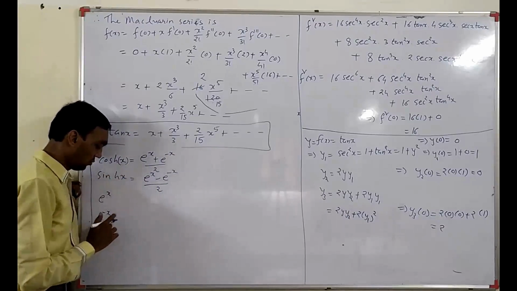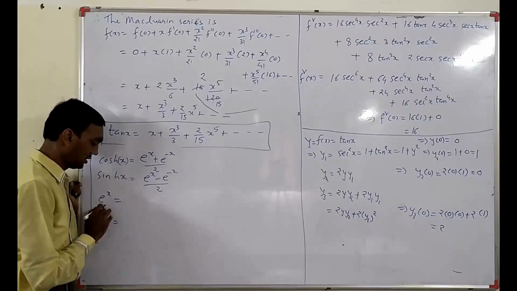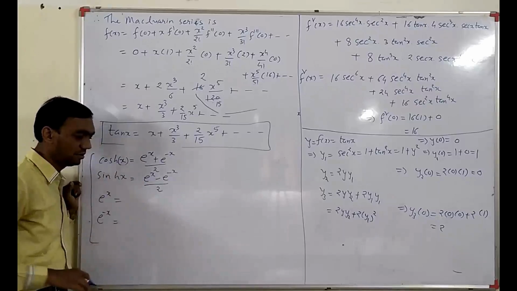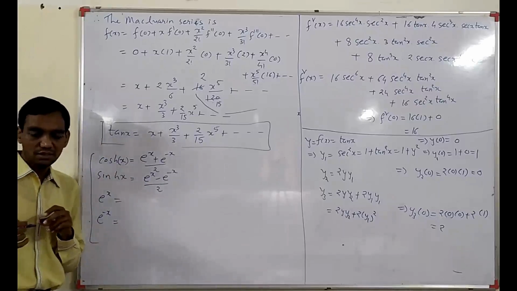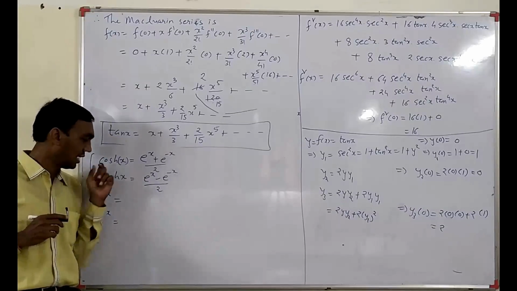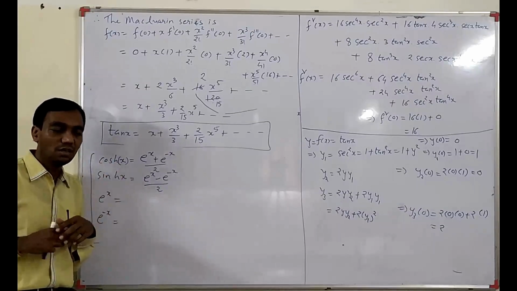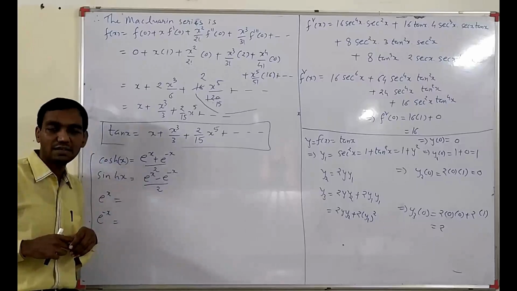So first thing you have to find out is a series of e raised to x and e raised to minus x, and then substitute all it here. That will give you the series of sin hyperbolic and cos hyperbolic. We are going to discuss it in the next lecture.